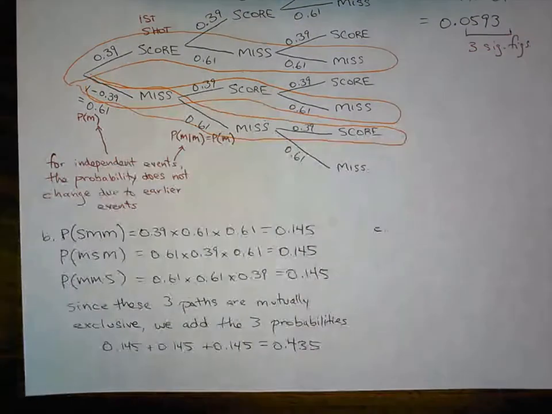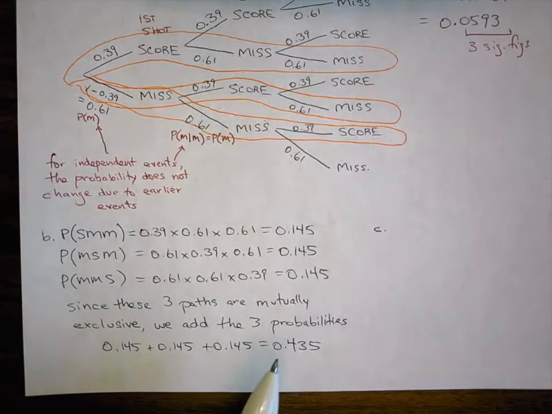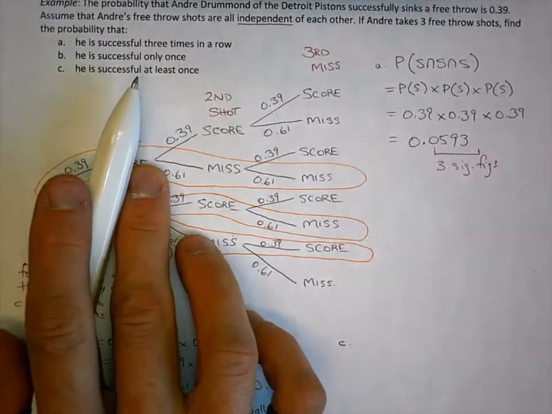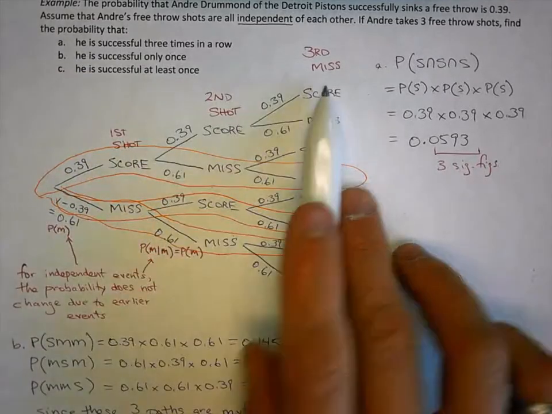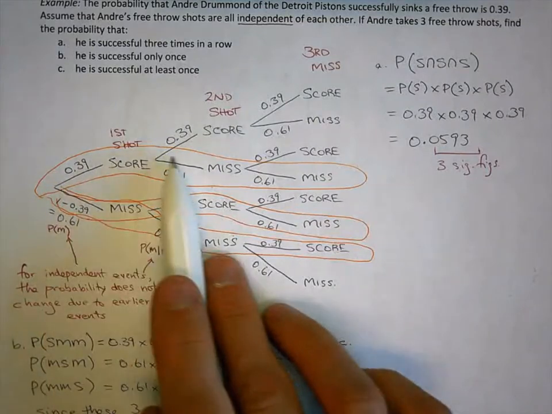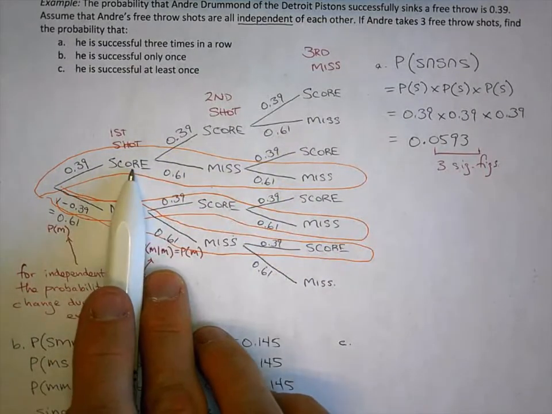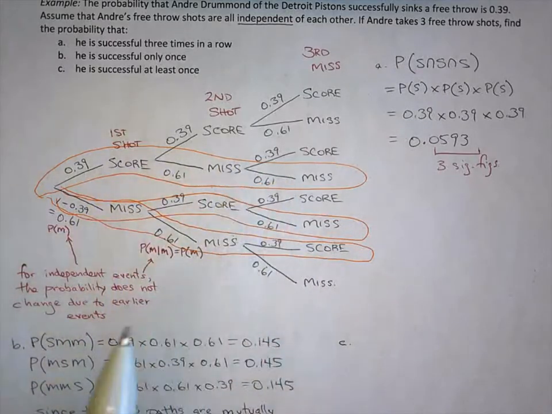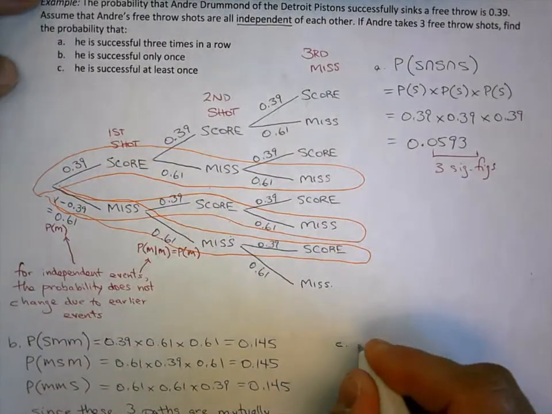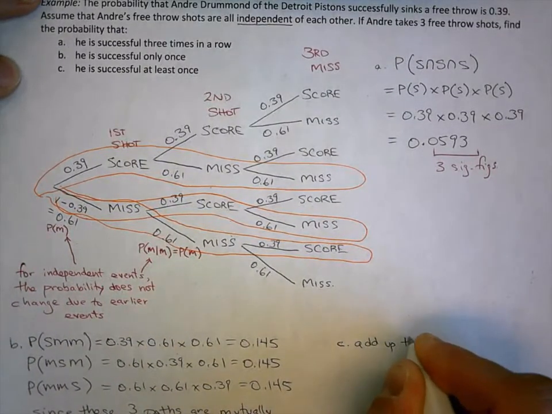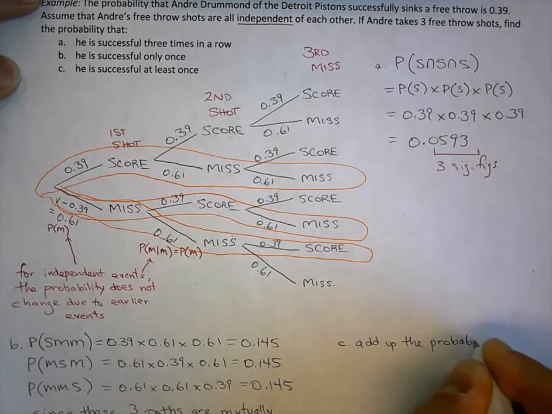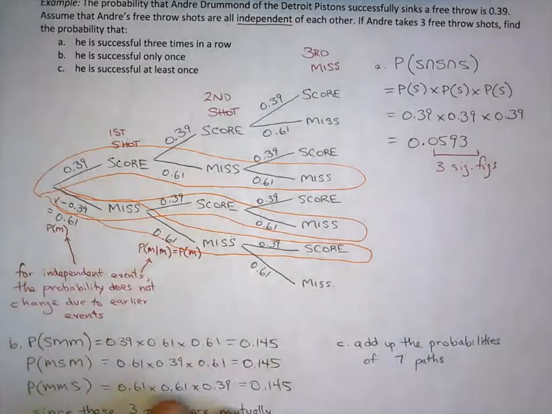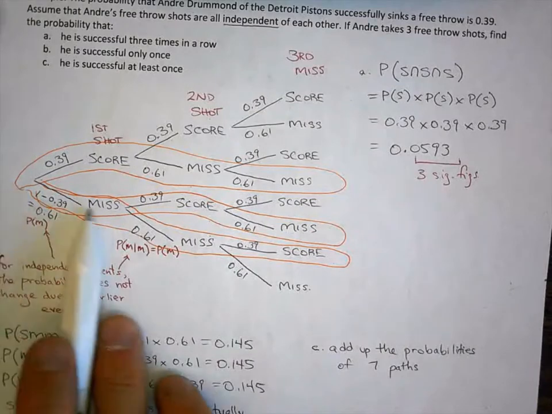For our final question, we want to know what is the probability that he is successful at least once. Where is that? At least once. So think about what this means. That could mean score, score, score, score, score, miss, score, miss, score. A lot of options, right? Because really, to score at least once means you can score once, twice, or 3 times. So what you would have to do for this one, if you can imagine, you would have to add up the probabilities of 7 paths. Right? All 7 of these paths. The only path you wouldn't add up would be miss, miss, miss.